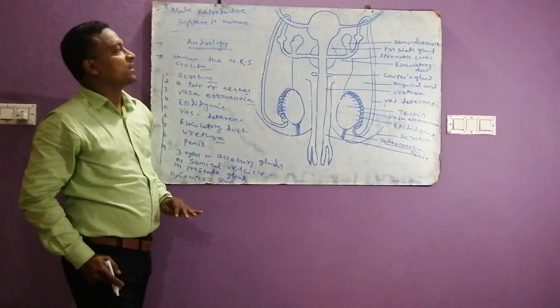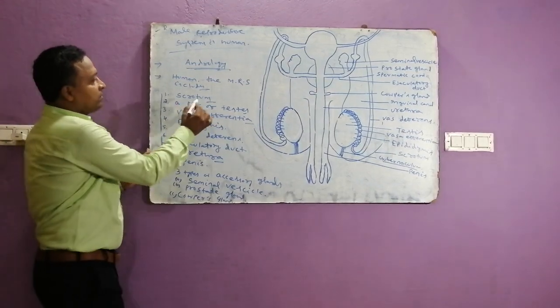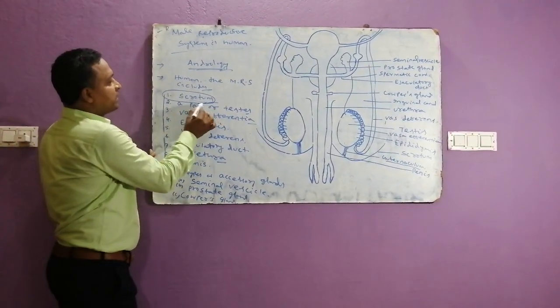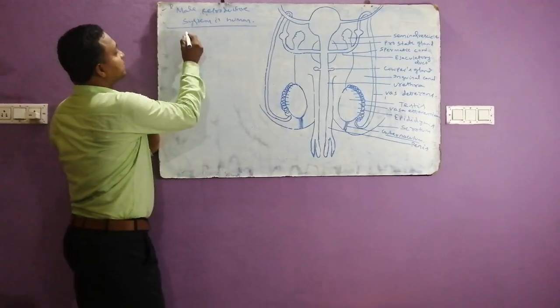And some other structures are also there. We will discuss them later. Don't worry, let us start with the scrotum. If we are talking about the first sex organ of the male reproductive system, that is called which one? Scrotum. Let us talk about the scrotum.